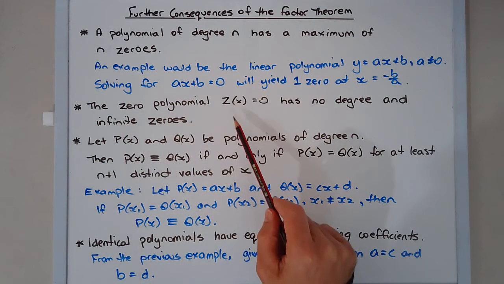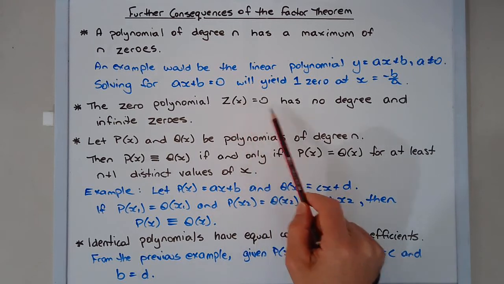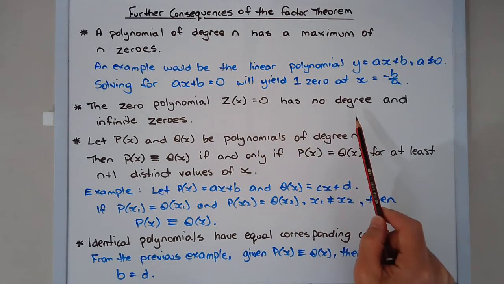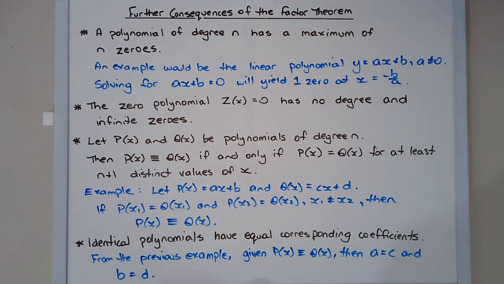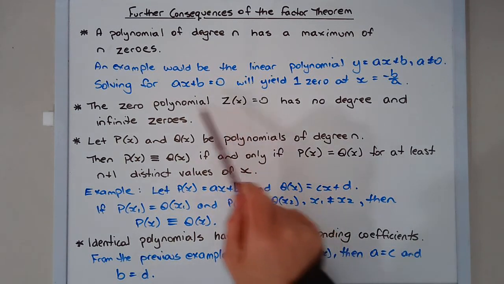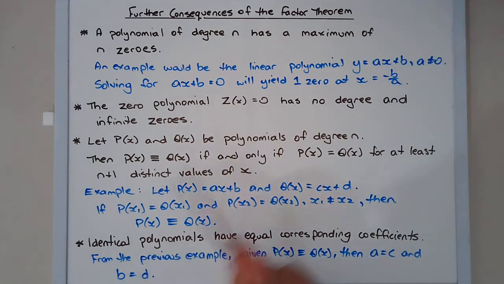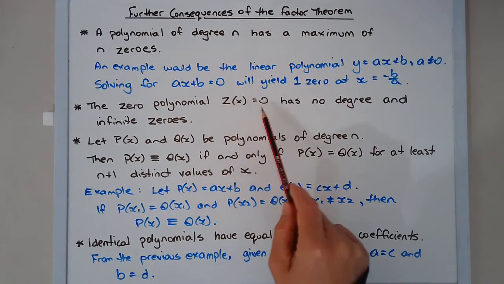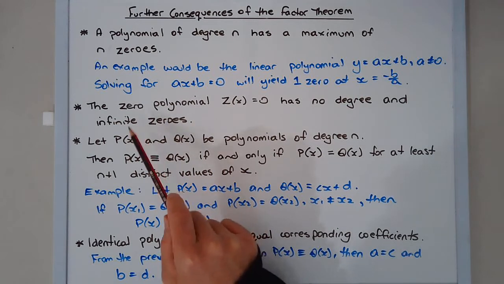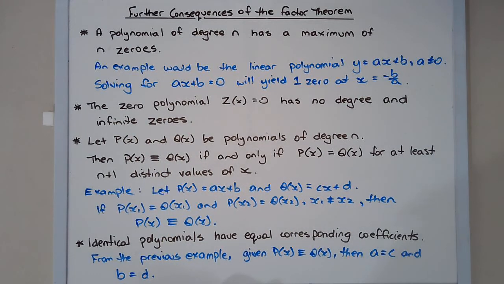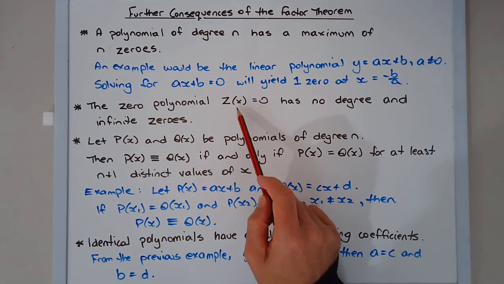The zero polynomial, this is z of x equals 0, has no degree and infinite zeros. So this is really the only polynomial that sort of breaks all the rules, in that we don't even know what the degree of z of x is, but what we do know is that it has infinite zeros. And if you were to graph the zero polynomial, that's the x-axis. And all the zeros are on the x-axis, so the entire x-axis is the solution to z of x equals 0.